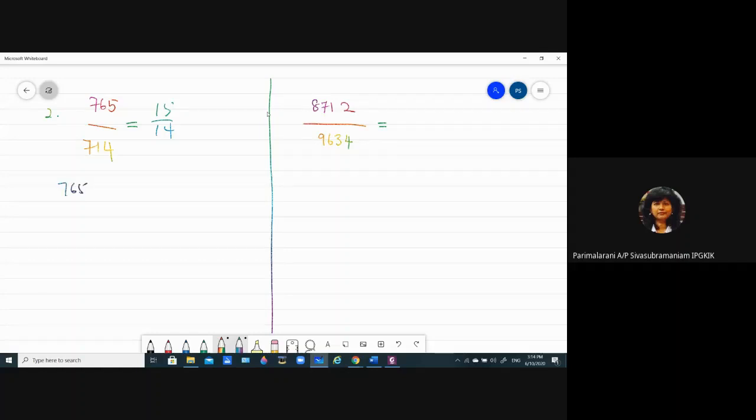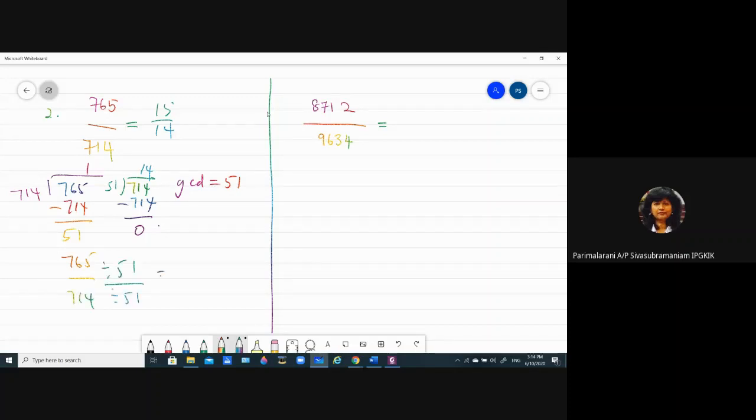So 765 divided by 714 is 1, so you get remainder 51. Then 714 divided by 51 is straight away 14, so you get 0. So straight away you know that the GCD is 51. So divide 765 and 714 by 51, and you get 15 over 14. And you must always write it back like this, okay?